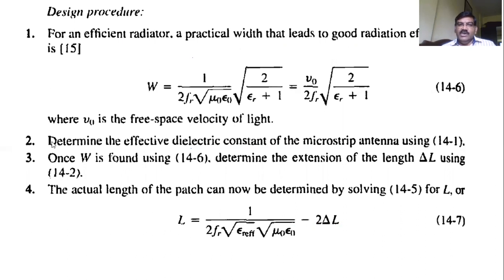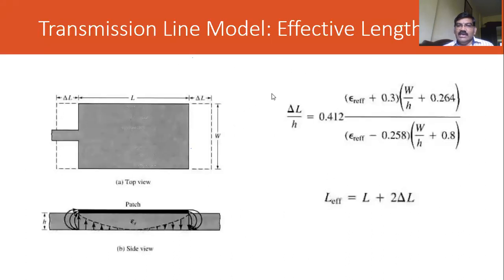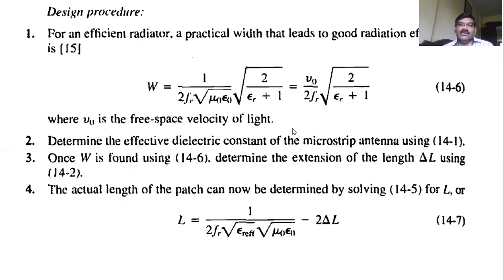This is step 1. Then second, determine the effective dielectric constant of the microstrip antenna. Just now we have discussed how the effective dielectric constant can be calculated. Once W is found, determine the extended length, that is delta L, using the previous formula. Just now we have used this formula. This is the delta L. Since the height is given, delta L can be calculated.